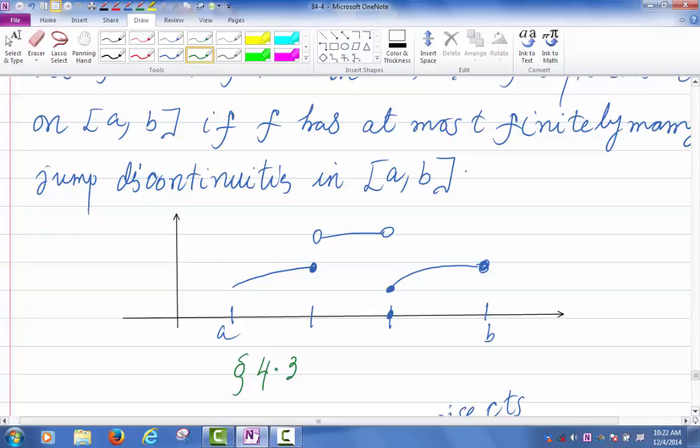Now, remember we can also have infinite discontinuities, where we have vertical asymptotes. That's not a jump discontinuity. Jump discontinuity means this. So a piecewise continuous function is a function that has only finitely many jump discontinuities on the given interval. If I have a function like this, then the definite integral exists.